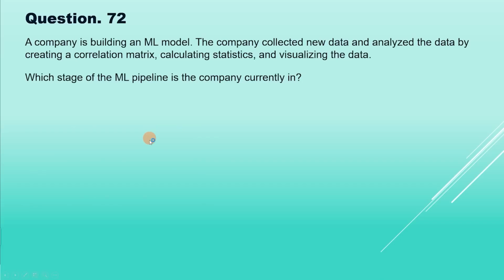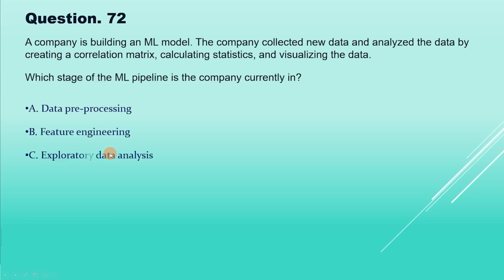Now question number 72. A company is building an ML model. The company collected new data and analyzed the data by creating a correlation matrix, calculating statistics and visualizing data. Which stage of the ML pipeline is the company currently in? So the options are: data pre-processing, feature engineering, exploratory data analysis, hyperparameter tuning.